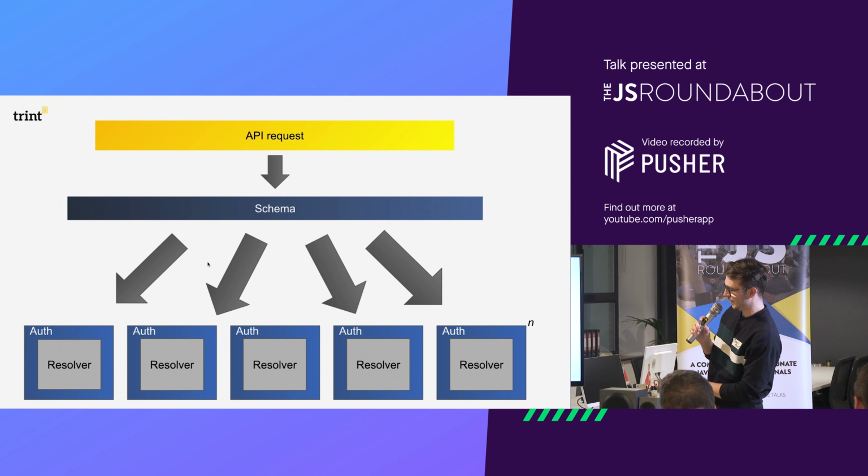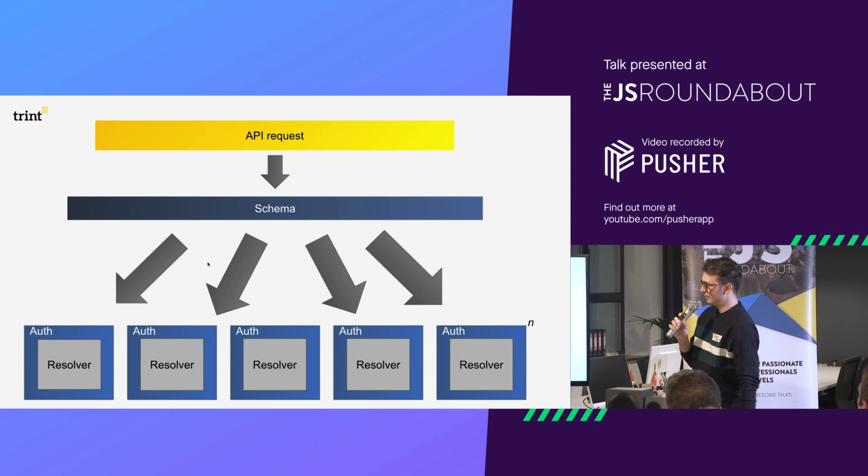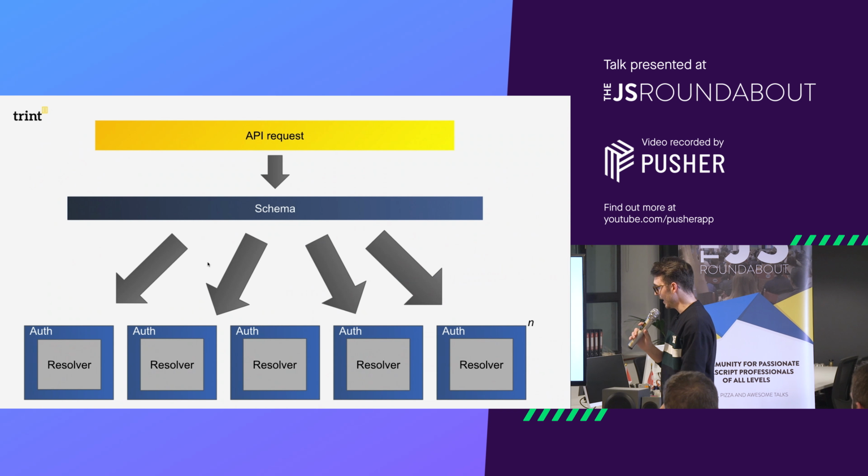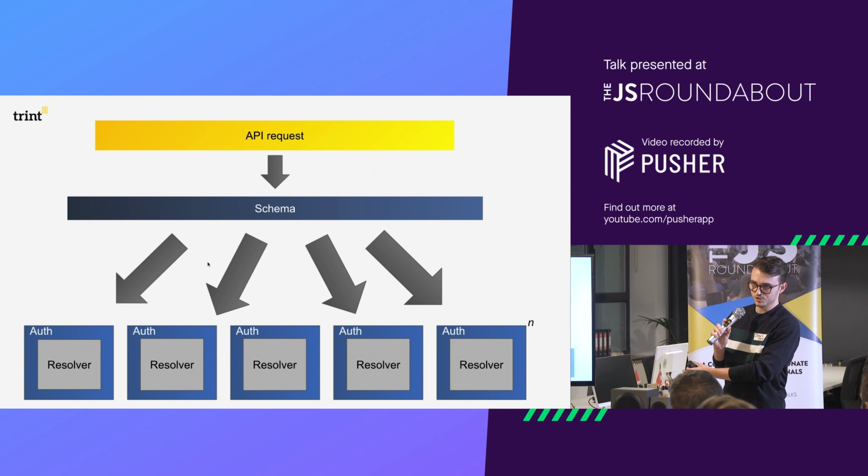So it looks a little bit like this when you've sort of done it wrong. You have an API request come in. This is sort of how GraphQL works. It comes in, it hits your schema. The schema says, okay, I need to resolve to this data or these fields, and it will hit your resolvers.